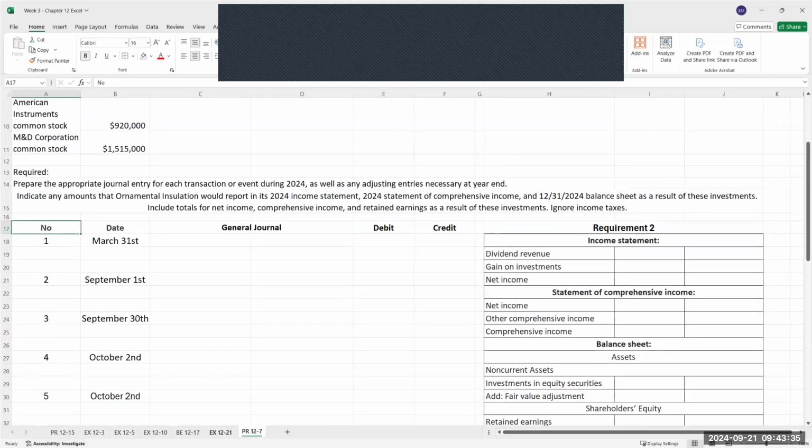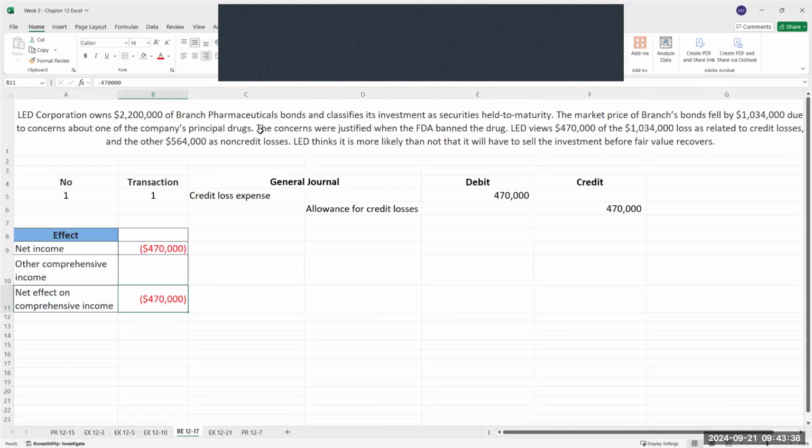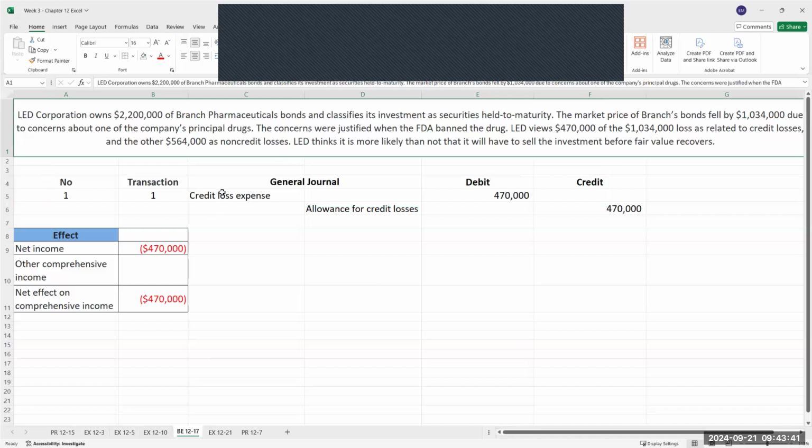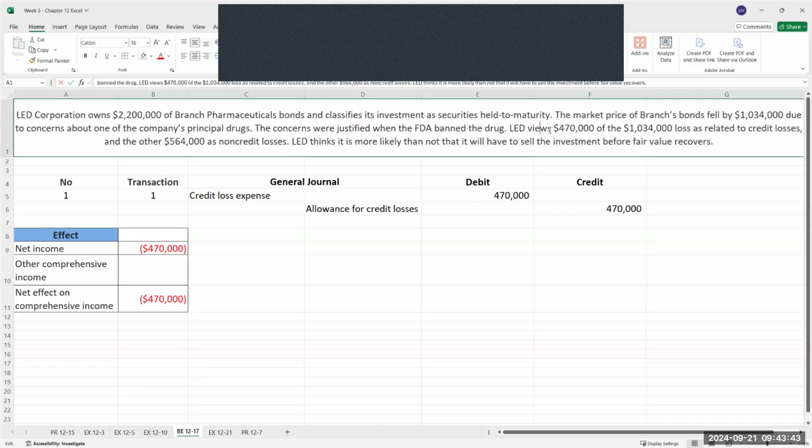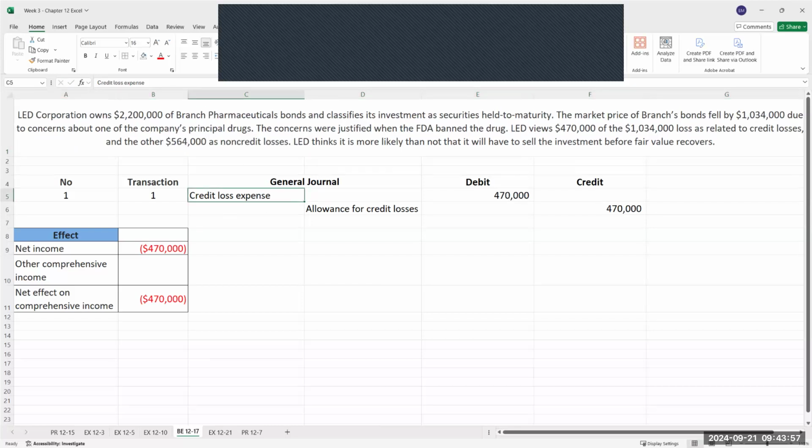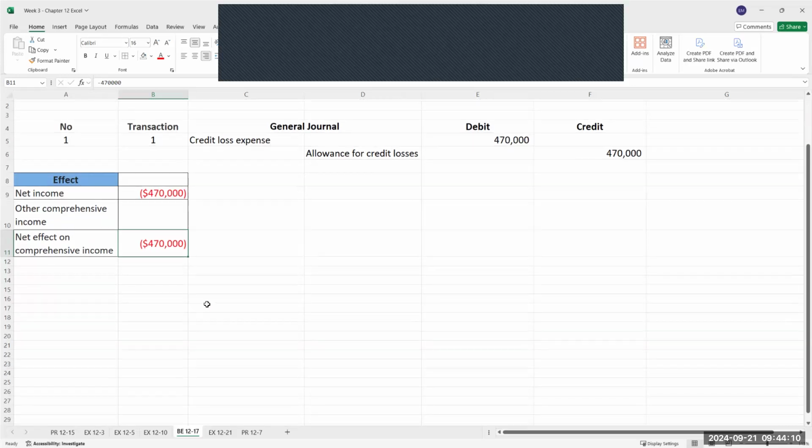All right. So this problem was fairly simple for the most part. Again, this is a held to maturity investment. We recorded the journal entry, the amount that was recognized as a credit loss of $470,000. And again, because this is held to maturity, we do not account for the non-credit losses. So our journal entry was credit loss expense, and then we credited the allowance for credit losses. As far as the impact on the income statement, it would impact the net income. And then the net effect on comprehensive income would be the negative $470,000.